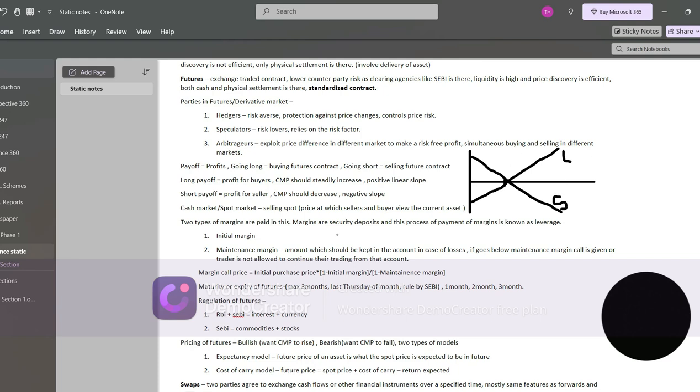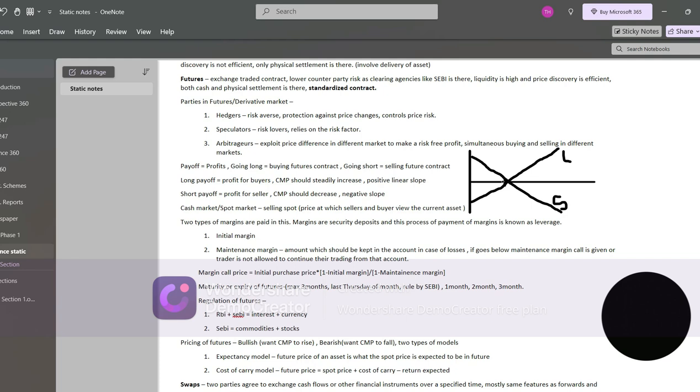Now you can see here that for the long payoff the CMP should increase and it will be a profit for the buyer. Now this is your strike price and this is your current market price. Strike price means the price at which you will have to buy the contract. So for the long payoff, when the current market price is lesser than the strike price, then it is a loss for the buyer. But if it keeps on increasing, then it becomes a profit for the buyer. So the buyer will want this, and this is kind of a bullish sentiment.